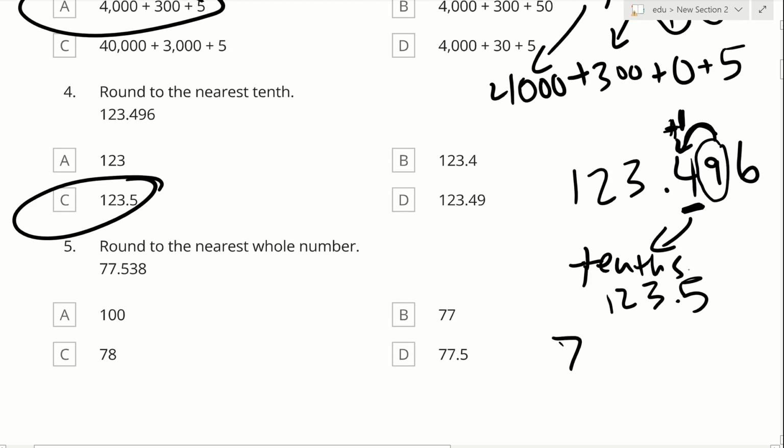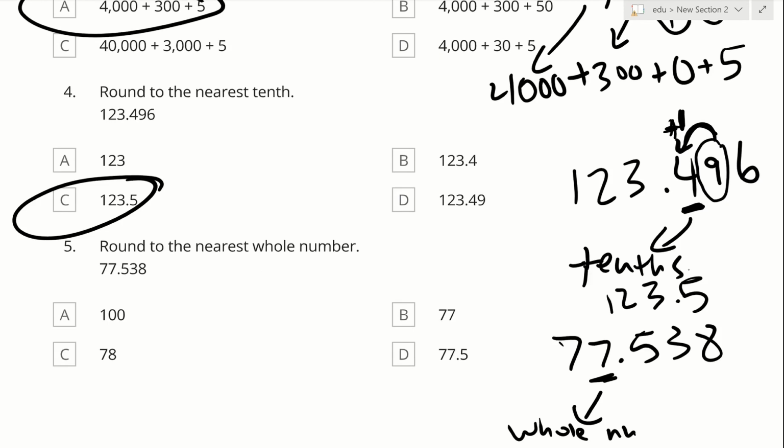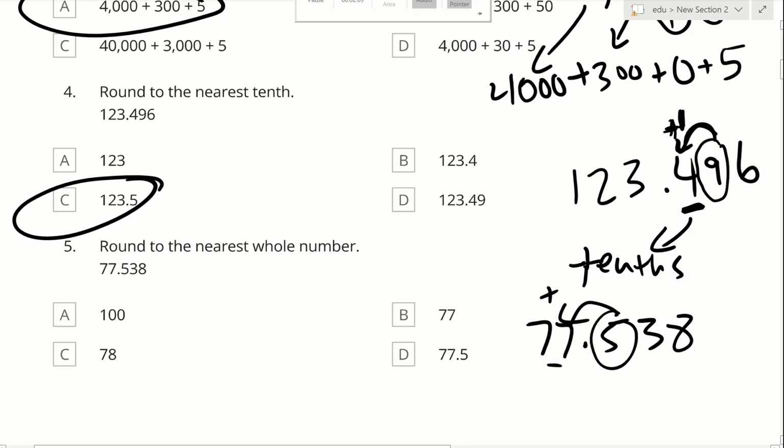Round to the nearest whole number. This right here is my whole number, or my ones place. I'm going to look at the number to the right, the 5. If it's 5, 6, 7, 8, or 9, it gives the whole numbers place 1. So it's going to be 78.